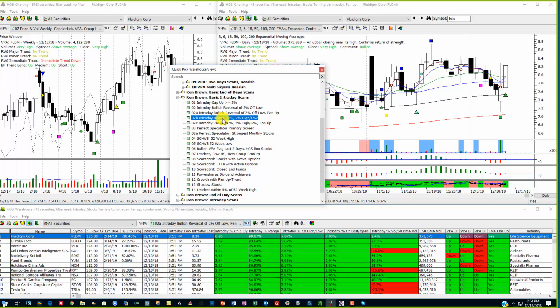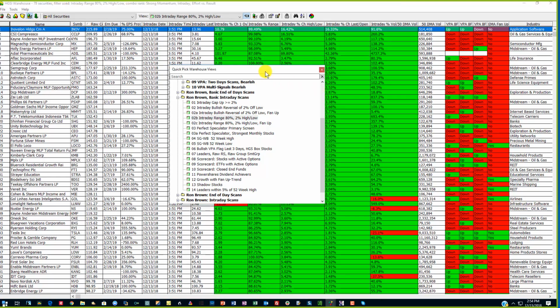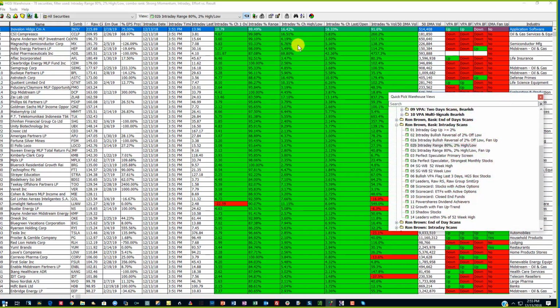Now I added this one. What I'm looking for is I only want to look at stocks that are trading, I told you I like to look at the intraday range. I only want to look at stocks, especially later in the day, that are holding up above 80%. I think I said 90 before, I meant 80, or they're currently in their intraday range at 80% or above.